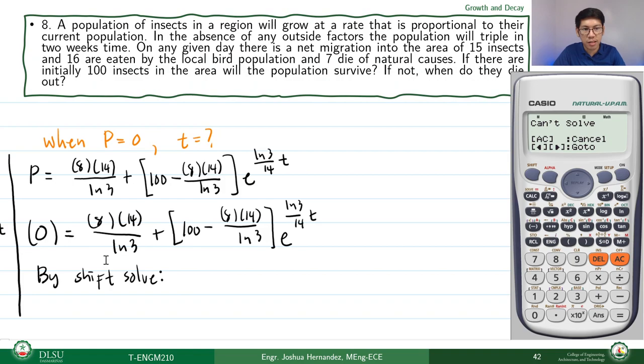Okay. Can't solve. So ito yung equation natin kanina. 0 equals 8 times 14 ln 3 plus 100 minus, ito yun. The same, 8 times 14 all over ln 3. Yan. Multiplied by e raised to ln 3 over 14 times yung x na sinusolve natin. So, shift, solve. X will give us, or t will be equal to 50.4416 days.